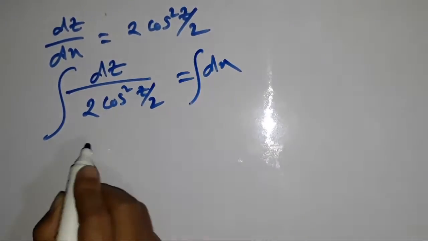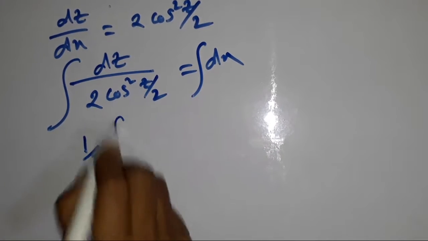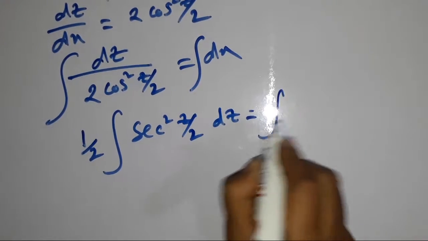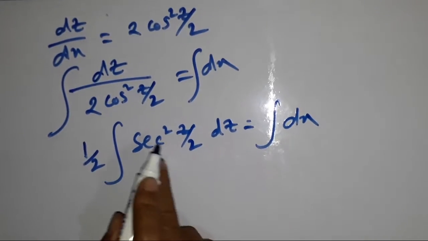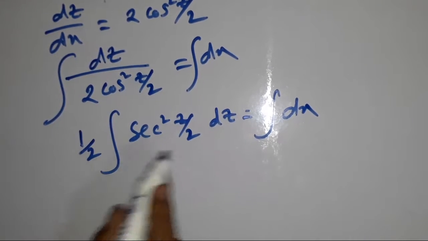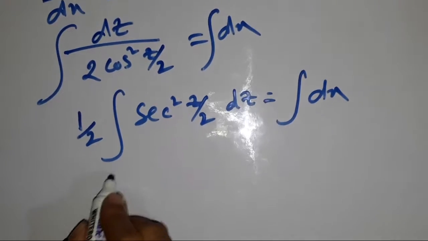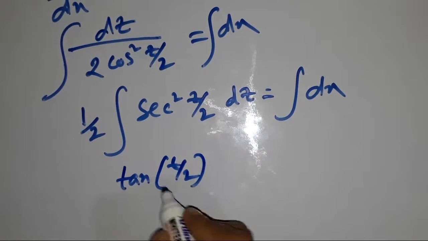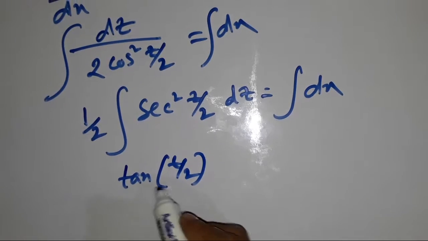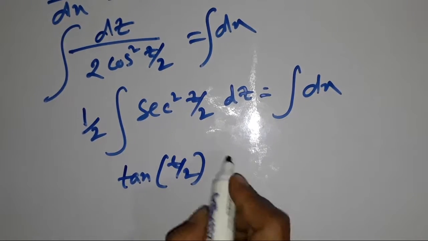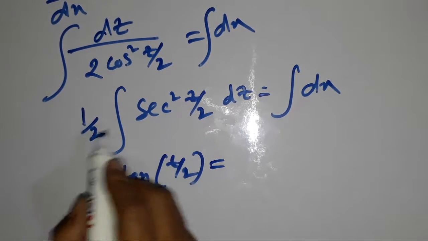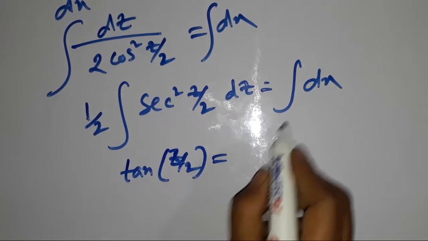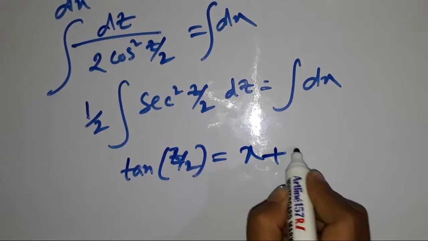Now we take integration on both sides: ½ sec²(z/2) dz = integration of dx. Now after integration, we can write this as tan(z/2), as the differentiation of tan x is sec² x. Clear? So the integration of ½ sec²(z/2) is equal to tan(z/2), and the integration of dx is x + c.